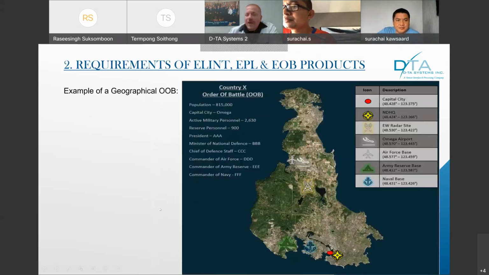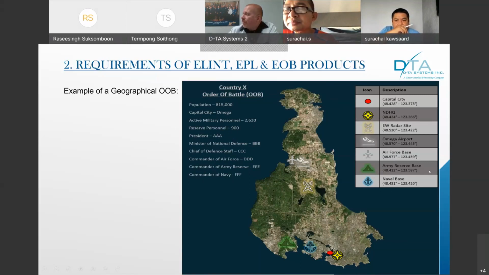So an example of a geographical order of battle. What we will refer to as country X has a population of 815,000 people. Capital city is known as Omega. Active military personnel is 2,630. Reserve personnel are 900. Here you could also list the name of, say, the President, the Minister of National Defense, Chief of Defense Staff, and the names of the commanders of your different elements.